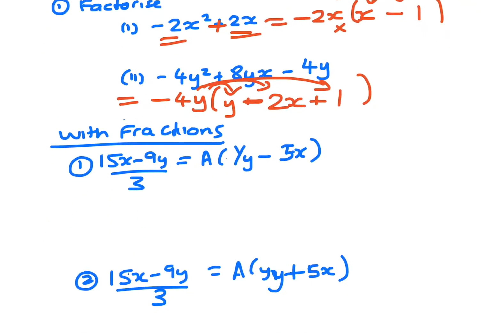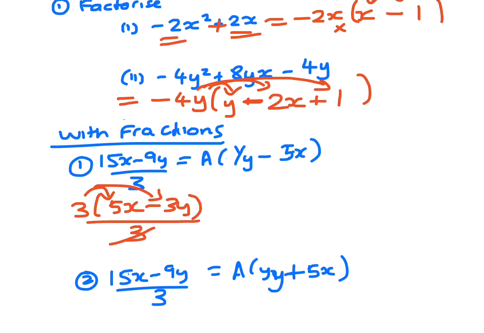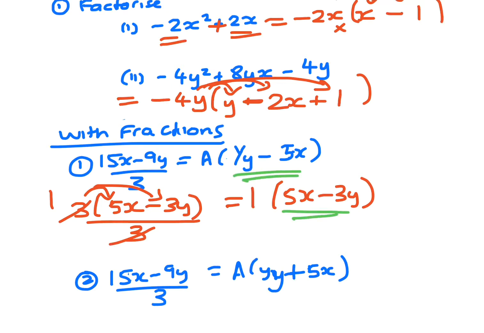Okay, so let's look at these fraction ones. So take out, common to 15 and 9 is 3. 3 times 5 is 5x. 3 times 3 is 3y, over 3. The 3's will cancel and give you 1. So that's 5x minus 3y. Oh, look, we go to compare it now, and they're the wrong way around.